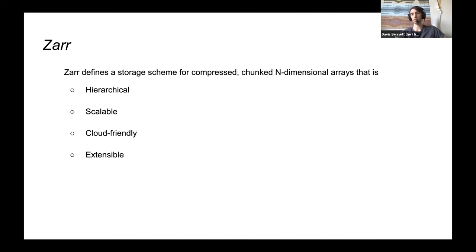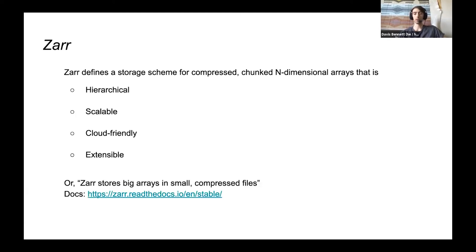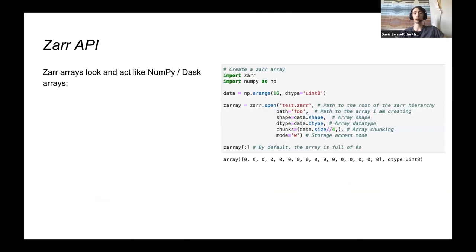And Zarr itself is more of a specification of an IO scheme and less of a description of how chunks are actually stored. And that's actually one of the weaknesses that I'll talk about later, or one of the pain points. So in layman's terms, Zarr basically takes big arrays and puts them in small compressed files. And there's the documentation. So what does the API look like?